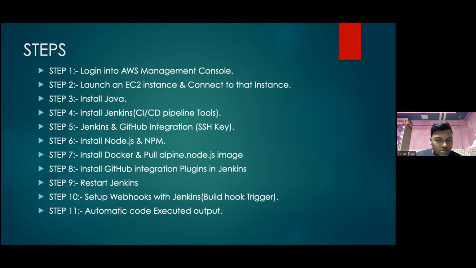With the SSH key, install Node.js and npm, because we are making the app on Node.js, and npm is the node package manager. Then install Docker for containerizing the whole code, and Alpine Node.js is the image we will pull from Docker Hub. Install the GitHub integration plugins for automatically putting the code. Firstly, I will show how it is done manually, and then I will show the code being transferred automatically into the EC2 instance, and I will show the demo.